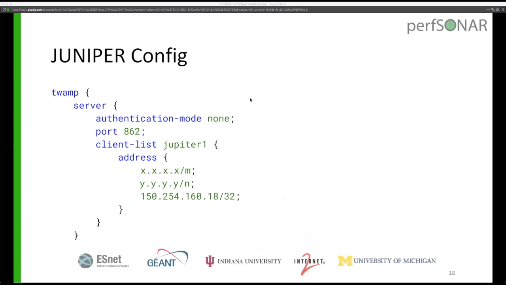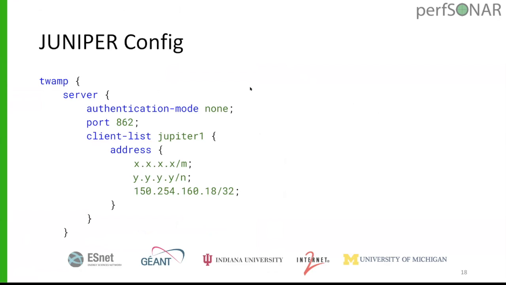So this is just a snippet of a Juniper configuration that shows you how simple it is to enable the TWAMP server and reflector on a Juniper device. So you just declare a TWAMP server block. You decide on the control port.